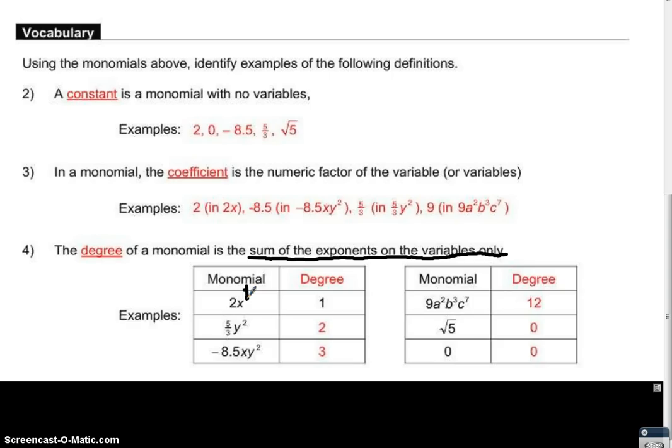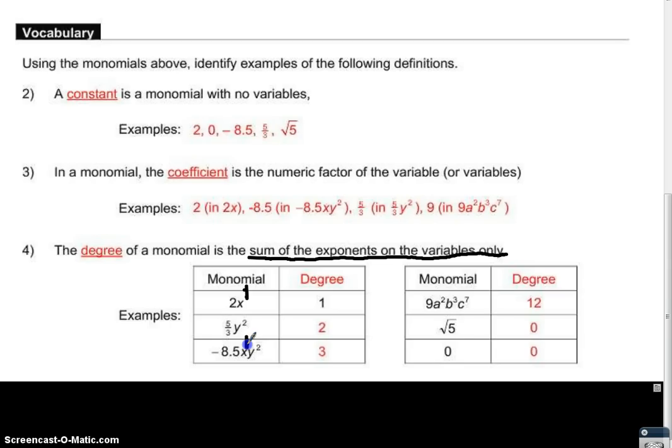Now let's look at the next one. It says negative 8.5 x y squared. Why is that degree 3 and not 2? You should have said because my x has an exponent of 1, even though it's not written. So 1 plus 2 gives me a degree of 3. Let's look at the next examples. Here I have 9a squared b to the 3rd c to the 7th. So when I add my exponents, which is 2, 3, and 7, I get 12. That's my degree. Now look at the square root of 5 and 0. Are there any variables in those two examples? No. So I can't have any degrees. That's why both of those are a degree of 0.